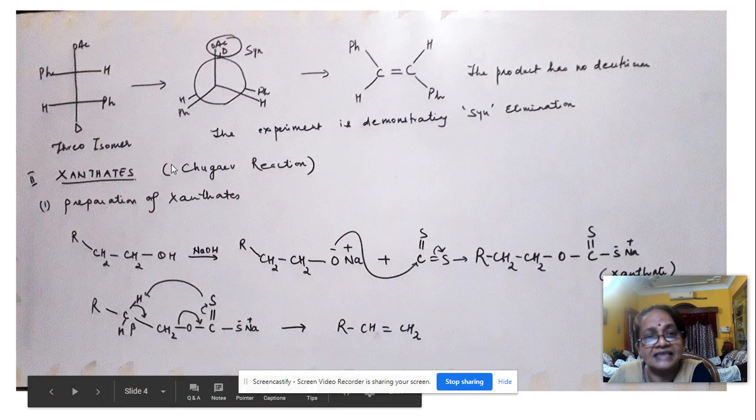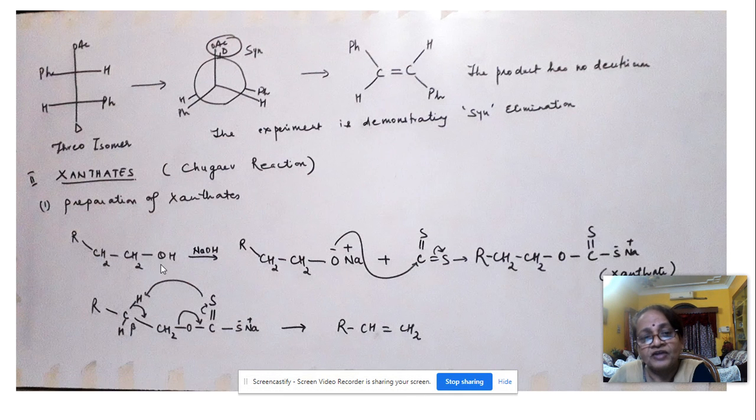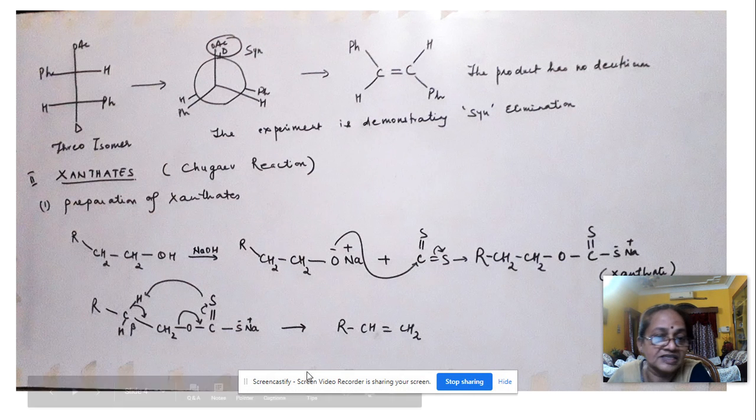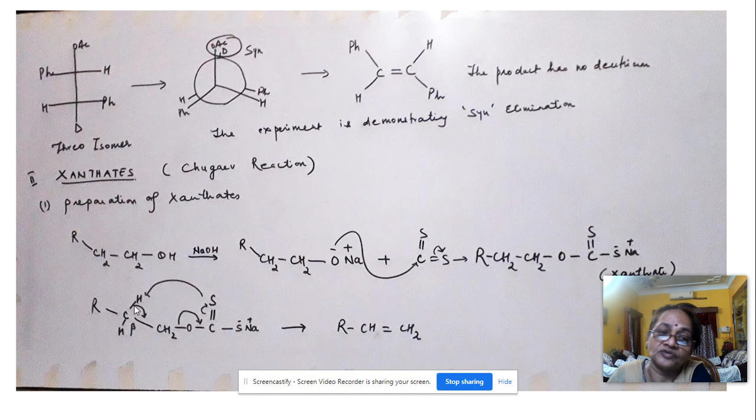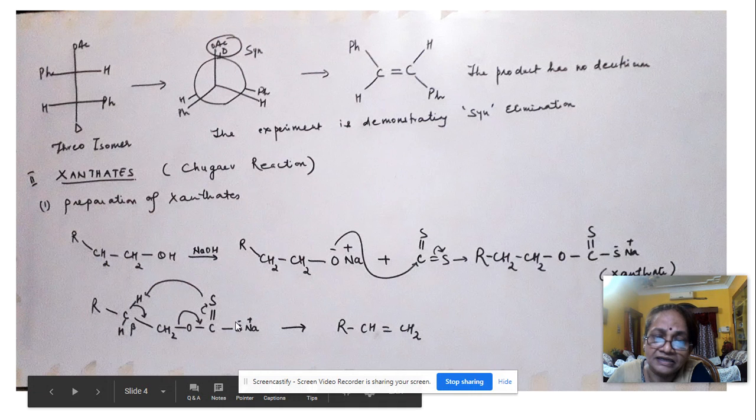Now, the second example, that is xanthates, which are also known as Chugaev reactions. In order to prepare the xanthates, you first convert the alcohol into the sodium salt and then treat it with carbon disulfide, and you get a xanthate. Xanthate is nothing but an ester where the oxygen has been replaced by sulfur. So now, in place of oxygen, the sulfur is going to behave as a base and helps in the abstraction of hydrogen present at the beta carbon, resulting in the formation of an alkene.